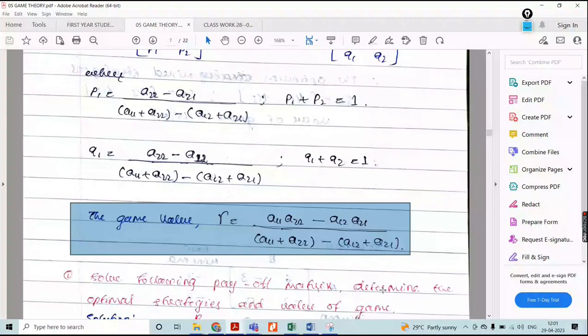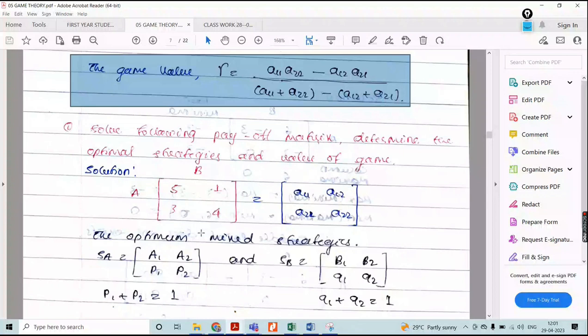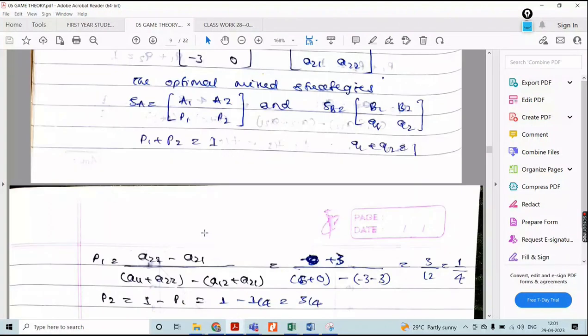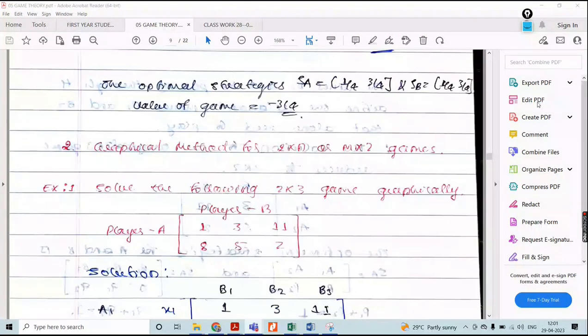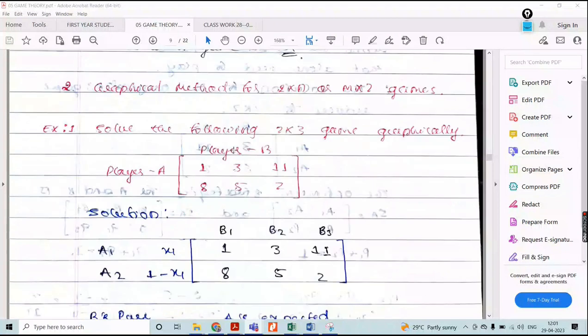I've discussed these numericals. Whatever I have discussed, you can go through the same. This is with respect to the 2x2 method. If there is a 2x2 game, then adopting that method we will get the answer. But if it is 2 cross n or m cross 2, do you remember how you need to solve?